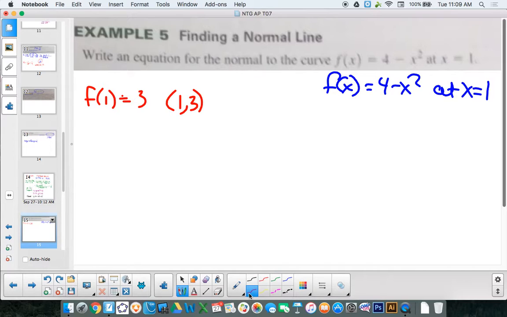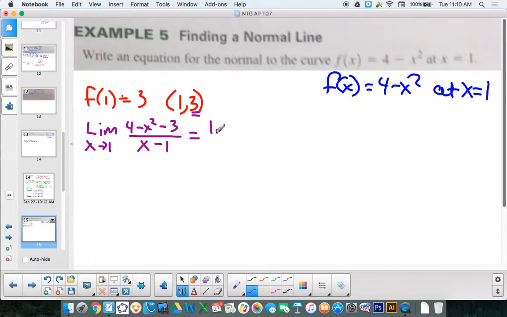And our slope we get by finding the limit as x approaches 1 of f of x, which is 4 minus x squared, minus f of 1, which is 3, all over x minus 1. I will clean that up a little bit.